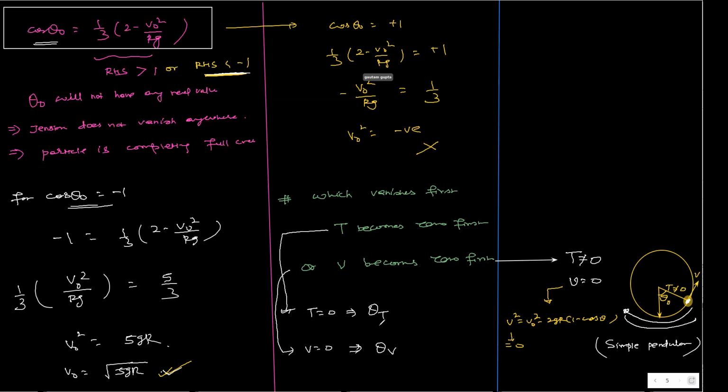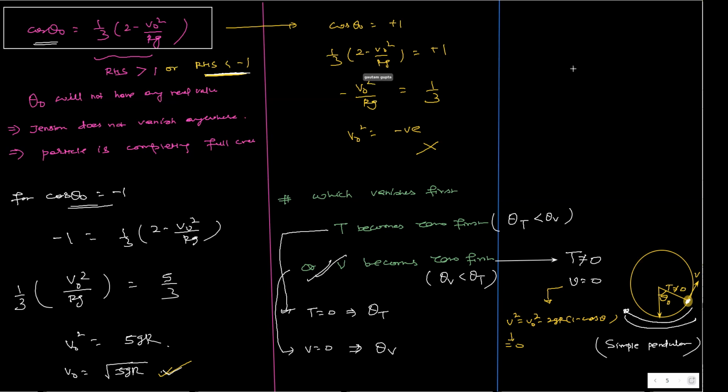So whichever is smaller. Tension becomes 0 first means theta t will be less than theta v, meaning the theta where tension vanishes is smaller than the theta where velocity vanishes. And velocity becomes 0 first means theta v is less than theta t. So you can identify whether tension or velocity is becoming 0 first by comparing theta t and theta v. Once you calculate that velocity is becoming 0 first, that means the motion will be a pendulum motion.